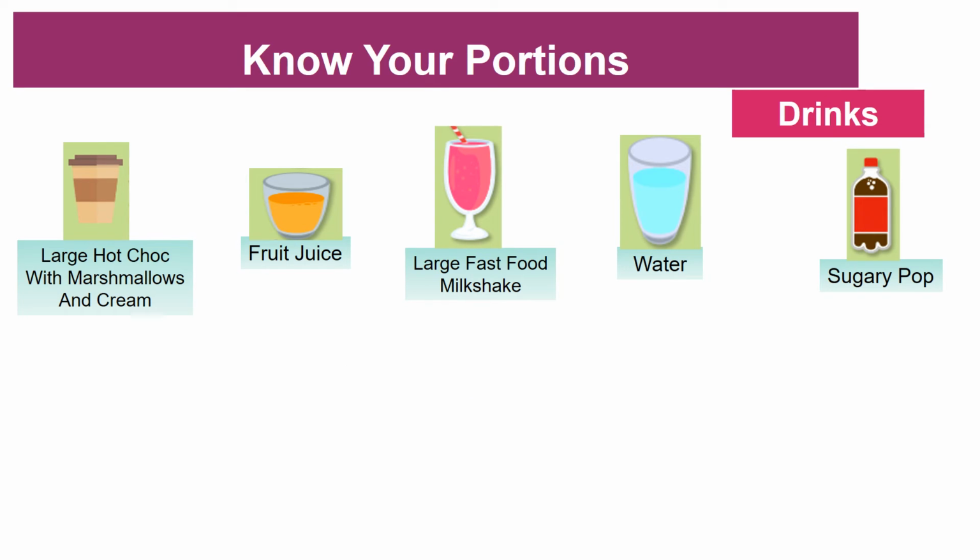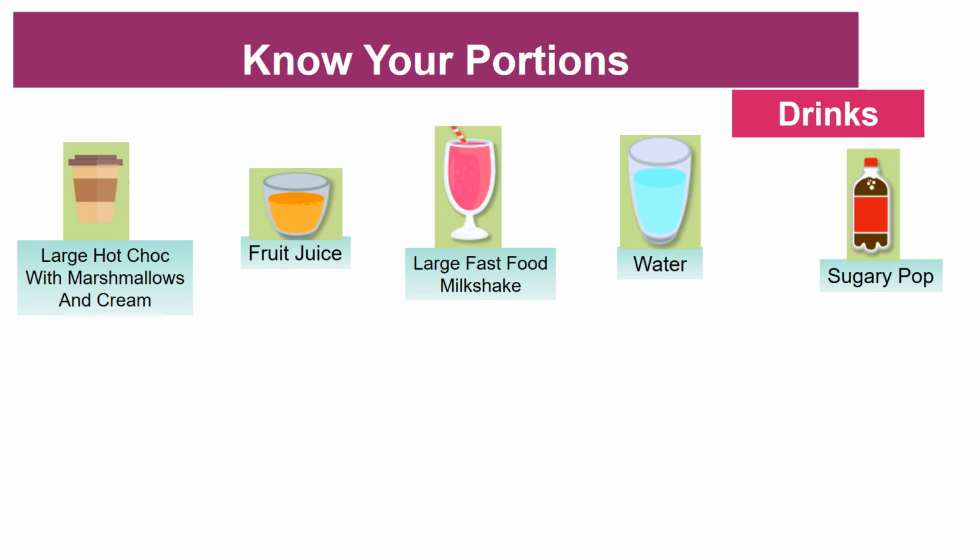So now we're just going to have a look at drinks. If you remember the last session in the Eat Well guide, we were told we should drink 6 to 8 glasses a day. So what's best to drink? Well, anything with no added sugar is best. So water, sugar-free squash or pop, red or green top milk, and hot drinks with no sugar all count towards your 6 to 8 glasses a day.